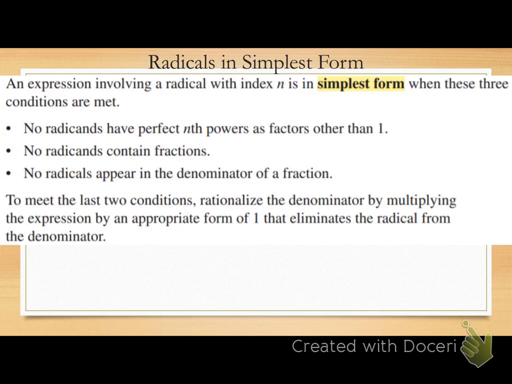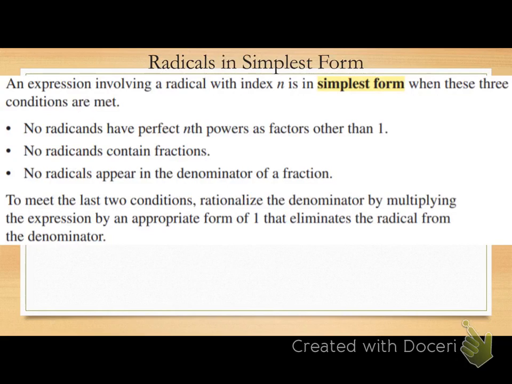Yeah. Okay. So, last week we simplified square roots, correct? Now let's talk about simplifying just radicals in general. An expression involving a radical with index n is in simplest form when these three conditions are met. No radicands have perfect nth powers as factors other than 1. So if it's a square root, there's no perfect squares that go into that number. If it's a cube root, there's no perfect cubes that go into that number for it to be in simplest form. So on and so forth.